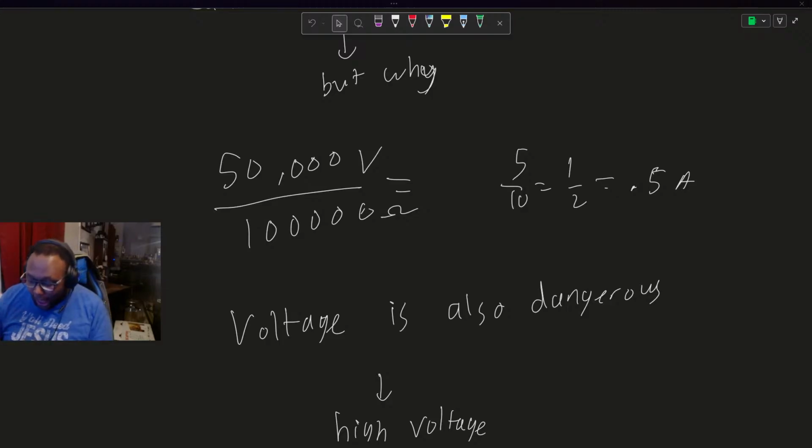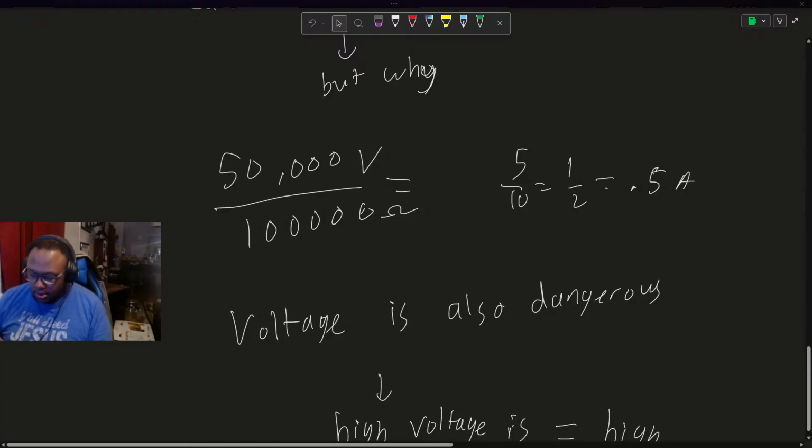But anyway, high voltage is what actually will cook you. High voltage is essentially high energy. But you know what's not dangerous in excess? Resistance. Resistance is dangerous when it's low.